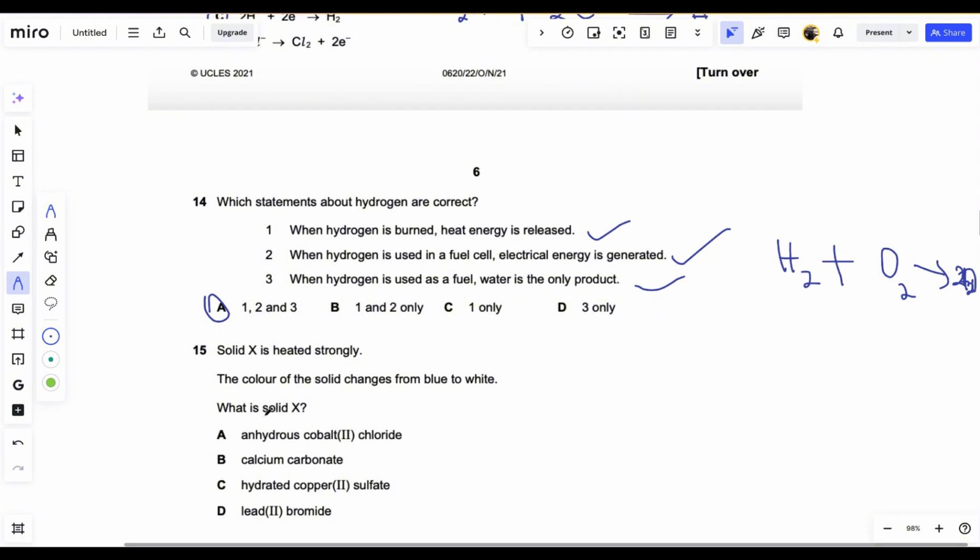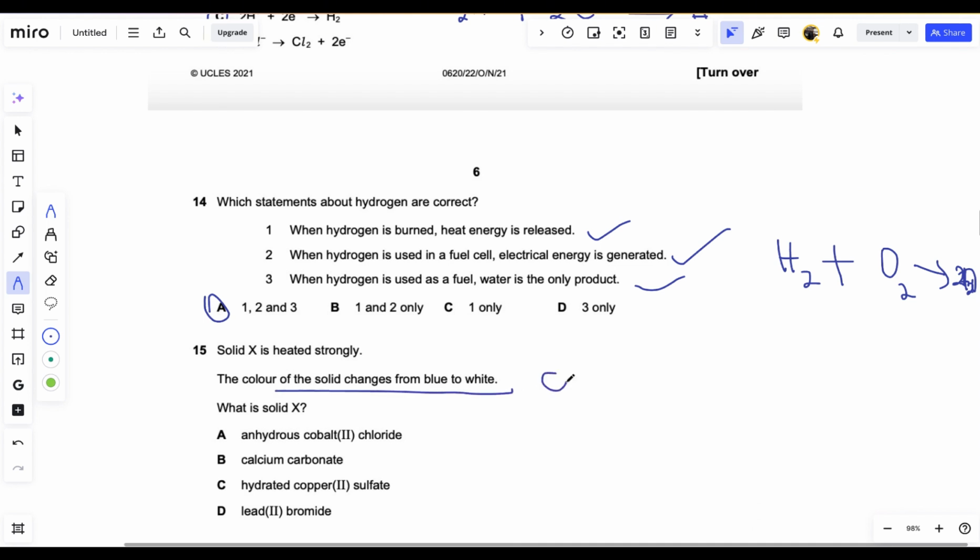What is solid X? The color changes from blue to white. When color changes from blue to white, what is that? This is the test for color in qualitative analysis in chemistry. You need to know this for paper 6. Okay, you need to know this one for paper 6, right? Now, when color changes from blue to white, what it means is that copper is involved.